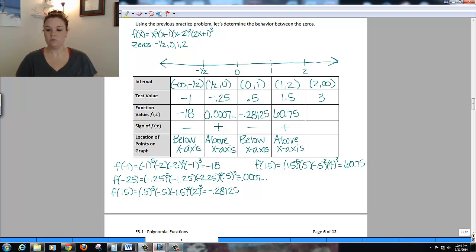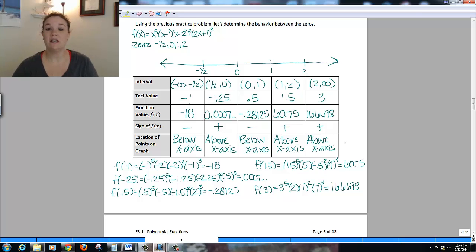Okay. Let's do one more. When I plug in f of 3, I get 3 to the 5th times 3 minus 1, which is 2, times 3 minus 2, which is 1, squared, times 3 times 2, which is 6, plus 1, which is 7, to the 3rd. And when I multiply all that out, I end up with this huge number, 166,698, which is positive, which means that all my y values here are above the x-axis.